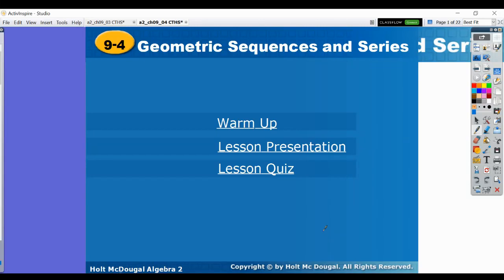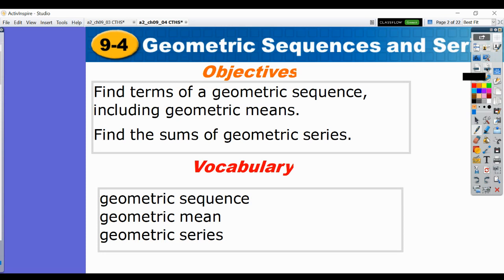This is the last section we're going to do from Chapter 9, Section 9.4 for Algebra 2, Geometric Sequences and Series. So in previous lessons, we've learned about all different kinds of sequences and series, and in 9.3 we focused in on arithmetic, which are sequences that add the same amount every time. And now we're going to take a look at geometric sequences, which, by the way, you are multiplying or dividing by the same amount every time.